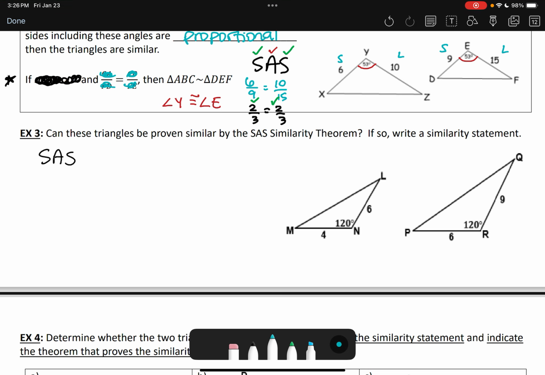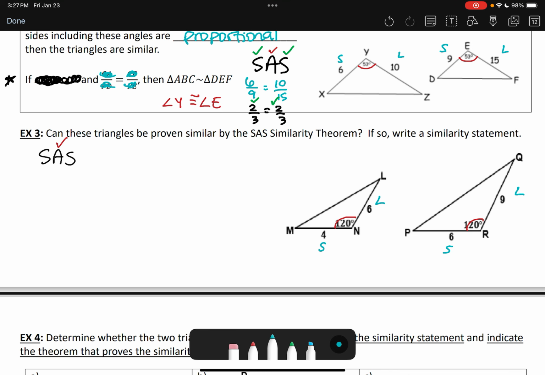Now, the first thing I check for is, is my angle in between two sides? Well, if we take a look here, the 120 is in between the sides measuring 4 and 6, and the 120 over here is in between 6 and 9. So we do have the congruent angles in between two sides. Now, all that's left for you to check is the corresponding sides. Are they proportional? So if I look at 4, 4 is the small, that goes with 6. In the first triangle, the 6 here is the larger one, which would correspond to 9 in the second triangle.